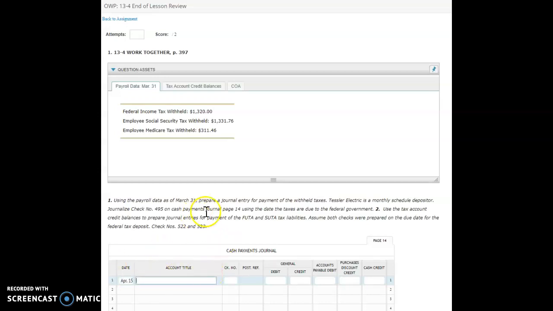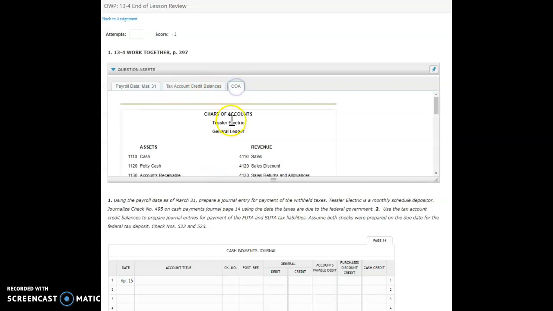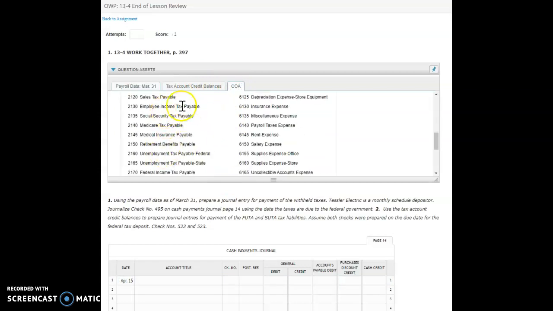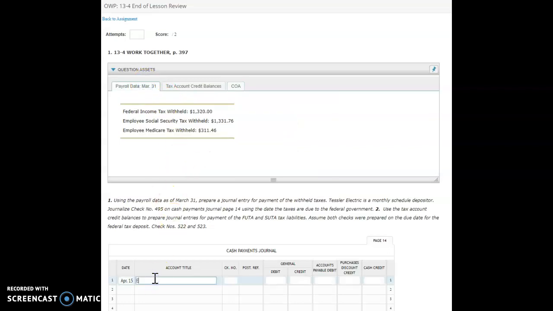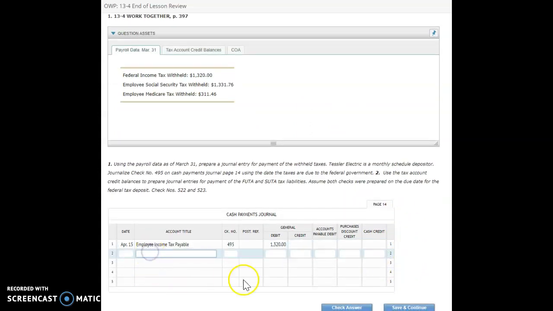Okay, we're just going to go through step one right now. So our first entry is that federal income tax withheld. Now remember, I can look in my chart of accounts and it's not federal income tax withheld, it's employee income tax payable. That's what my account is. So employee income tax payable, check number 495. Okay, and the amount is $13.20. I know I'm going to have to put a cash credit here, but I'm going to finish calculating the rest of my entries and then get my cash credit here.